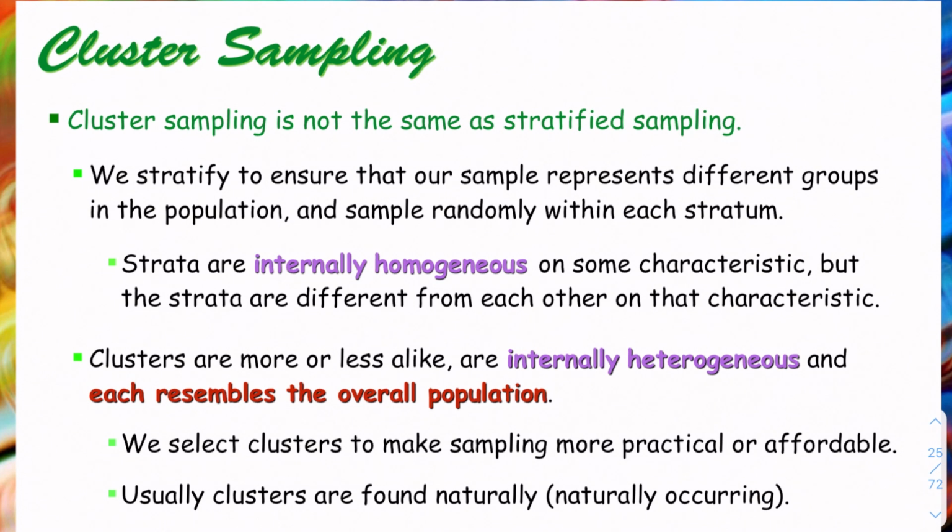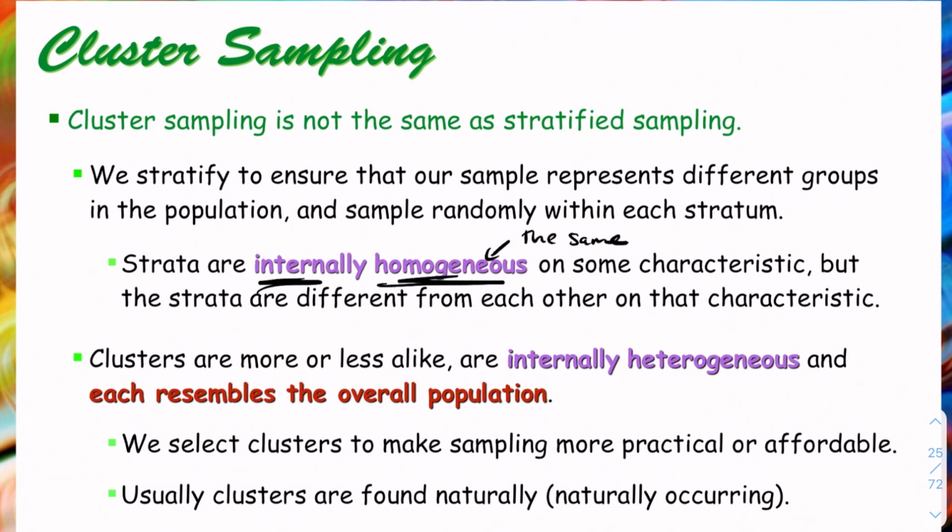Cluster sampling is not the same as stratified sampling. They sound similar, but they're not the same. We stratify to ensure that our sample represents different groups in the population and sample randomly within each stratum. Strata are internally homogeneous, meaning the same. Internally the same on some characteristic. Think freshmen, all the same, or sophomores, all the same. But the strata are different from each other on that characteristic. From freshman to sophomore, obviously grade level is different.